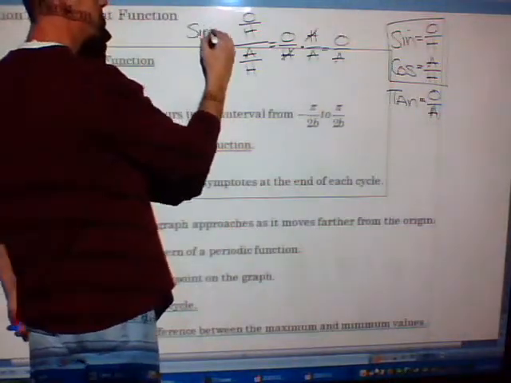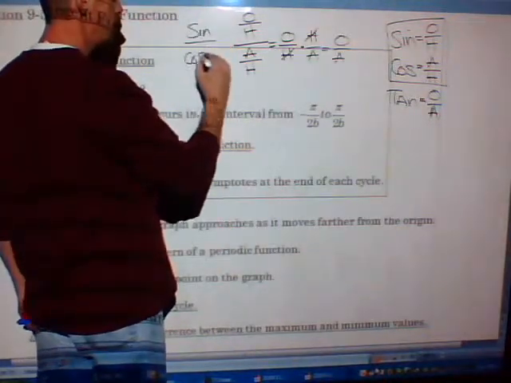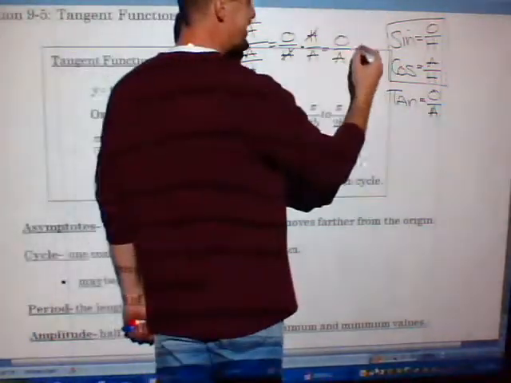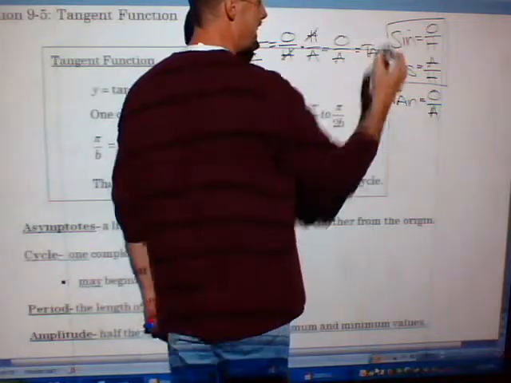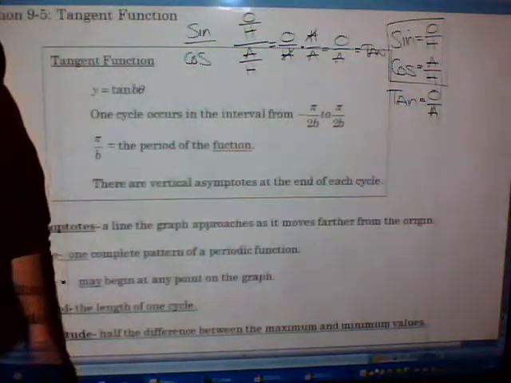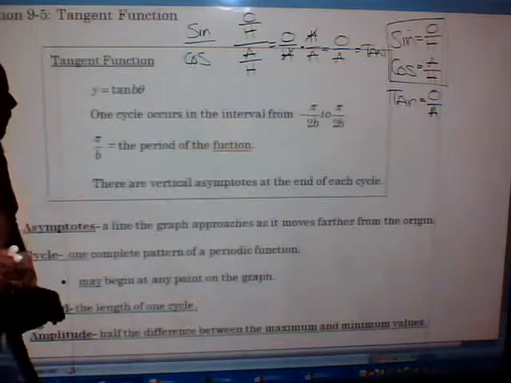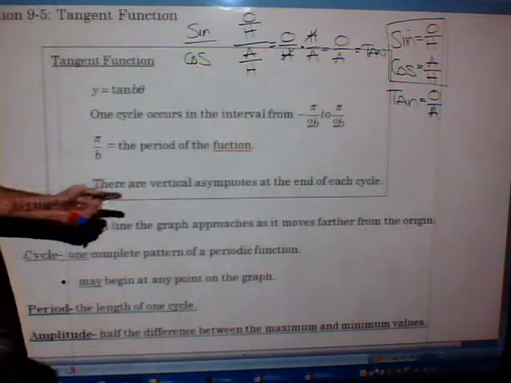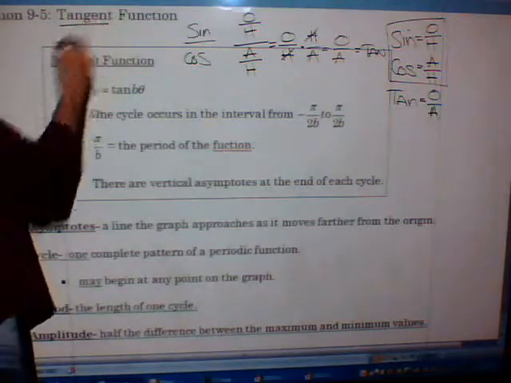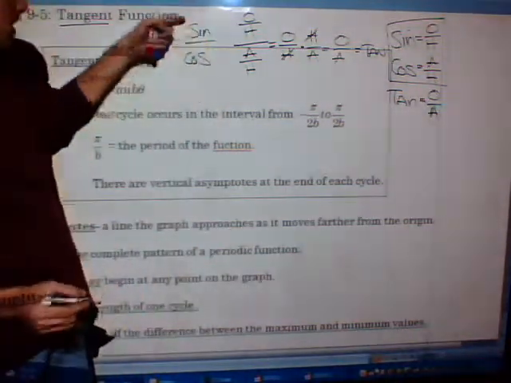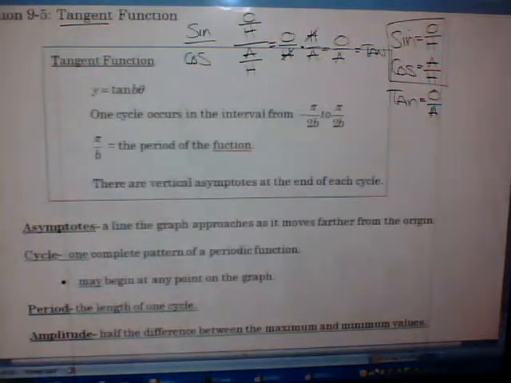So this is the sine divided by the cosine. So you take sine divided by the cosine, this equals the tangent, okay? So that's what we're going to actually do in this example. We're going to actually show how to get the tangent graph from the sine and cosine graphs by dividing the sine graph by the cosine graph. Okay?